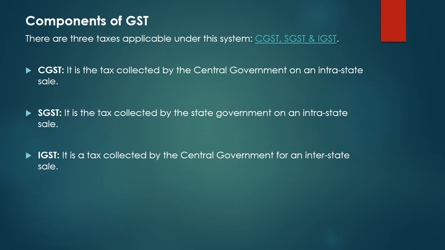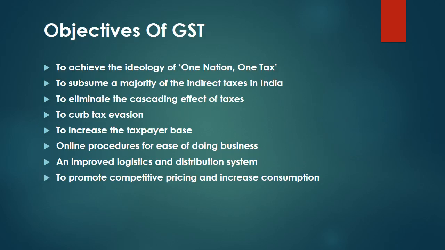Here are the components of GST which I just told you. CGST is a tax collected by central government on the intra-state sale. SGST is a tax collected by state government. IGST is the tax collected by central government for the interstate sales.